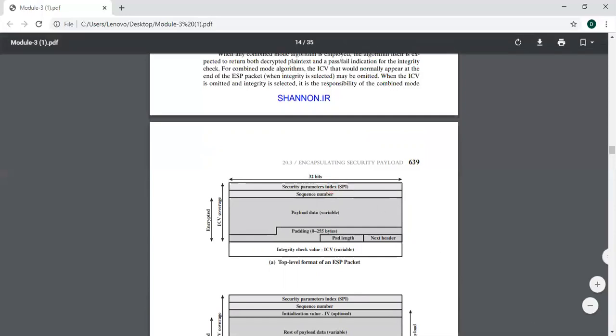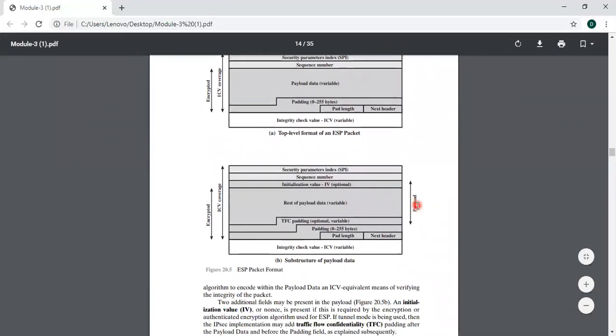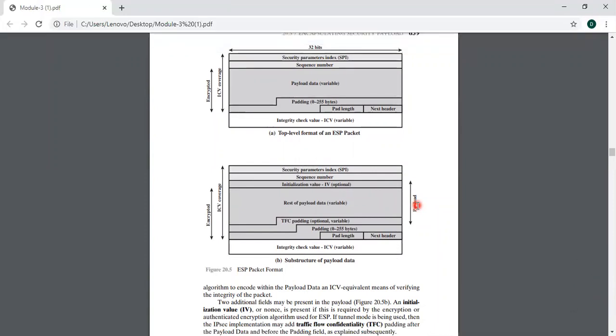Coming to figure B, there are two additional fields present, as you can see: one is initialization value, another is TFC. What is this initialization value? It is required by the encryption or authenticated encryption algorithm used for ESP. Either it may be required for the encryption or authenticated encryption algorithm, which is used for ESP. That is the initialization value.